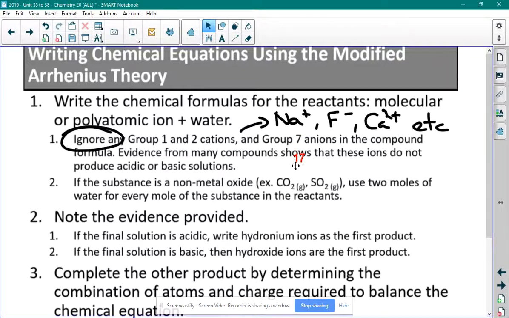Group 7 there should have been group 17, i.e. the halogens, fluorine, chlorine, bromine, etc. And I'll show you why that becomes important in just a moment here. But please, everyone, make that change now.